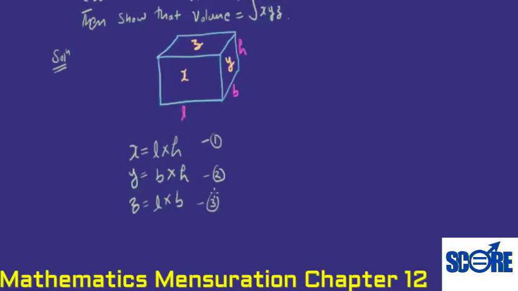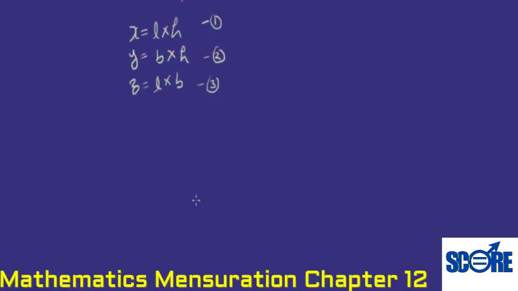Now when we multiply these three equations, 1 multiplied by 2 multiplied by 3, what do we get? We get x, y, z on the left hand side. And on the right hand side, we observe that the length comes 2 times, the breadth comes 2 times, and the height comes 2 times. So all get squared: L square, B square, H square.